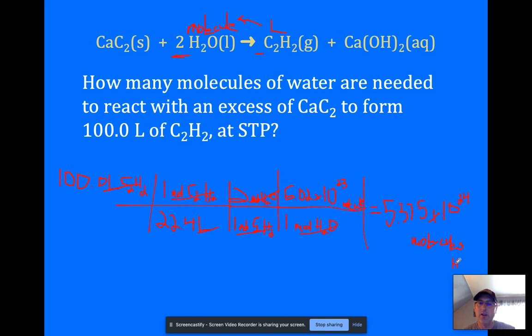H2O, and done. 5.375 times 10 to the 24th molecules of water. So those are mixed mole problems.